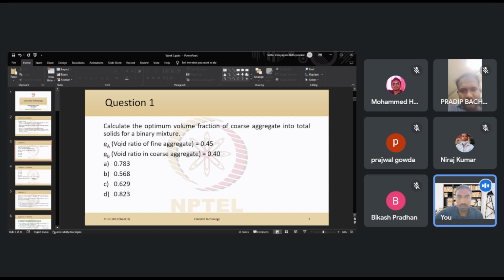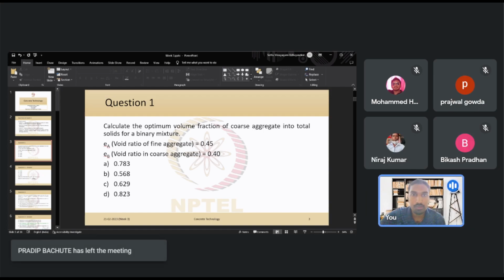For the fine aggregate there is one void ratio, which is 0.45. For the coarse aggregate there is another void ratio, EB, which is 0.4, right? Now when we mix these two, the mixture will have its own void ratio. But depending upon how much coarse aggregate you add to the fine aggregate, the void ratio of the mixture is going to vary, depending on the volume fraction of the coarse aggregate that is added.